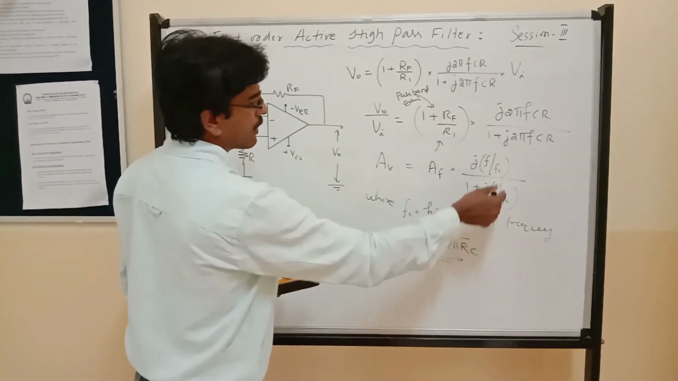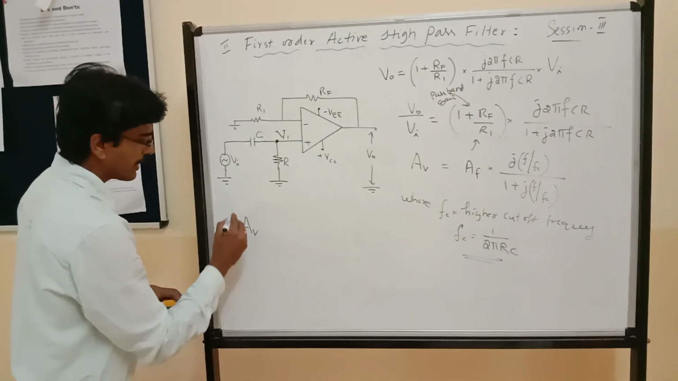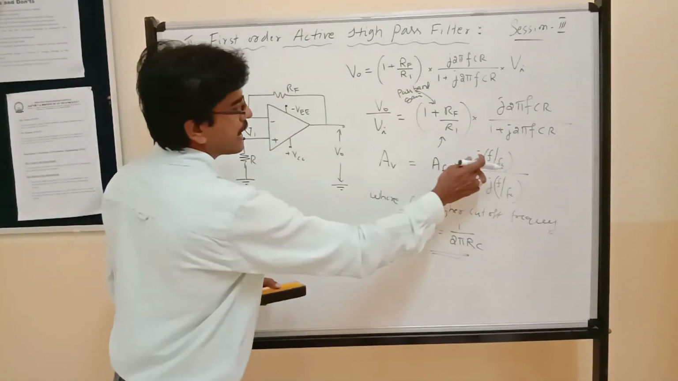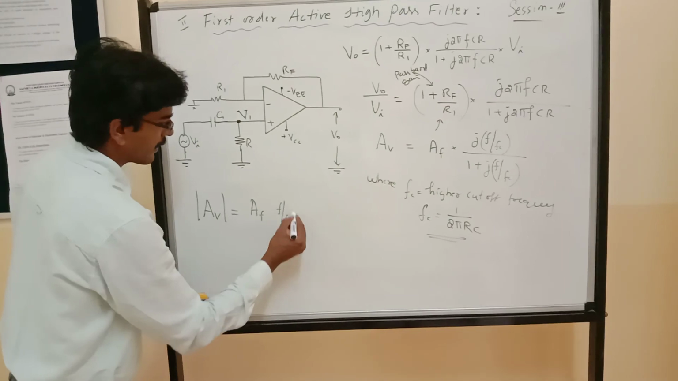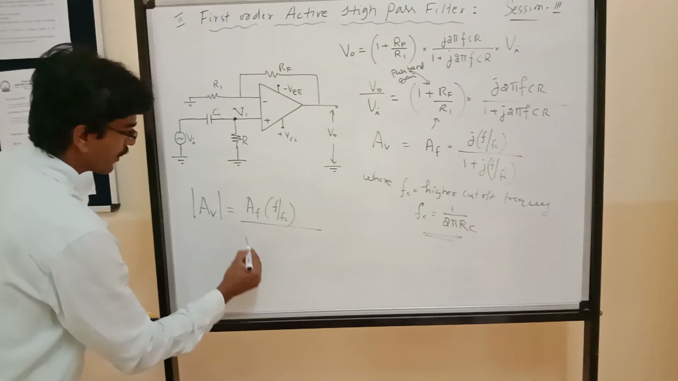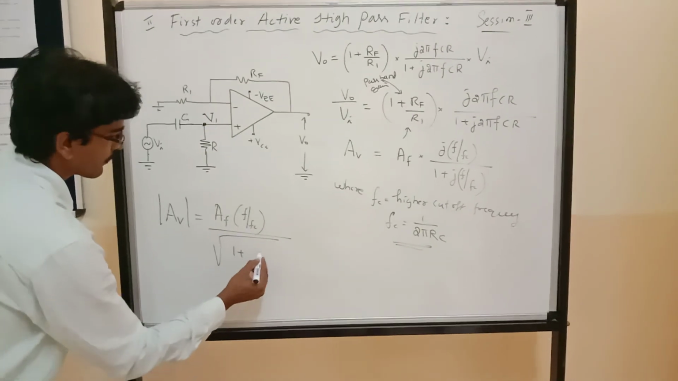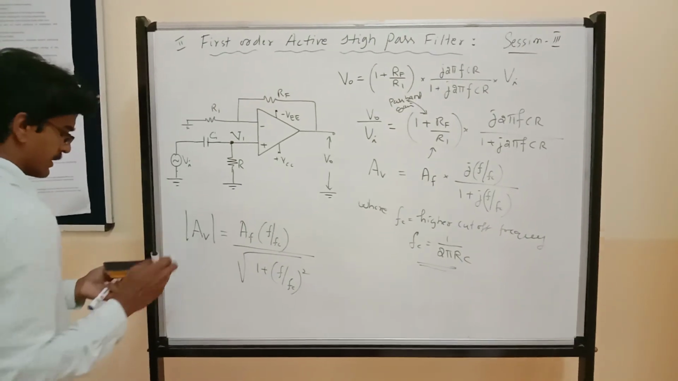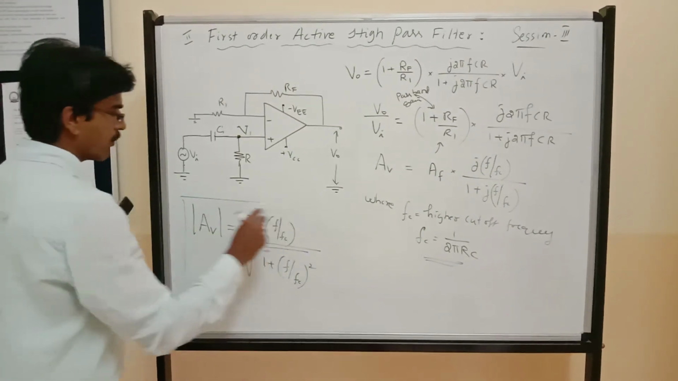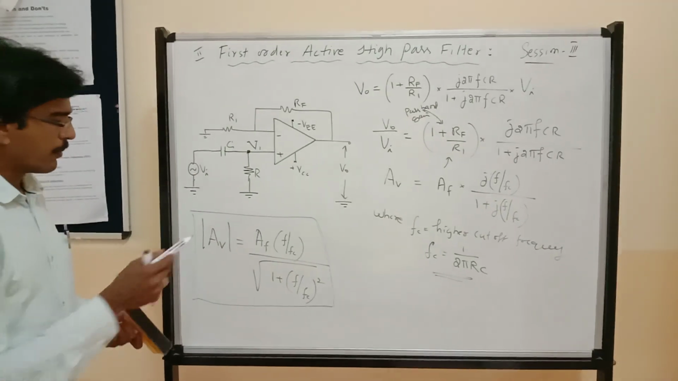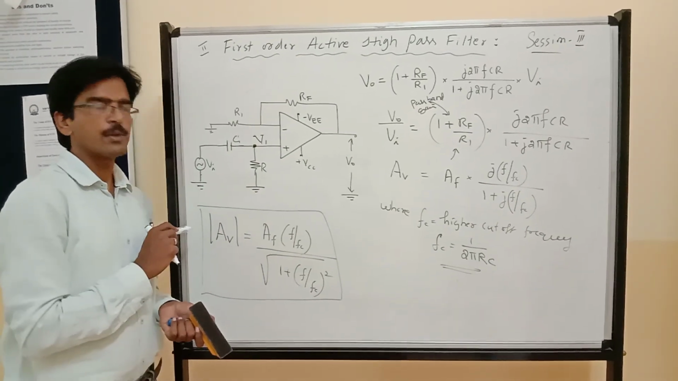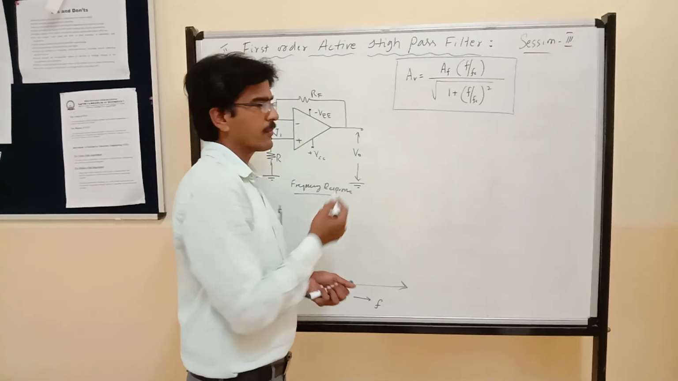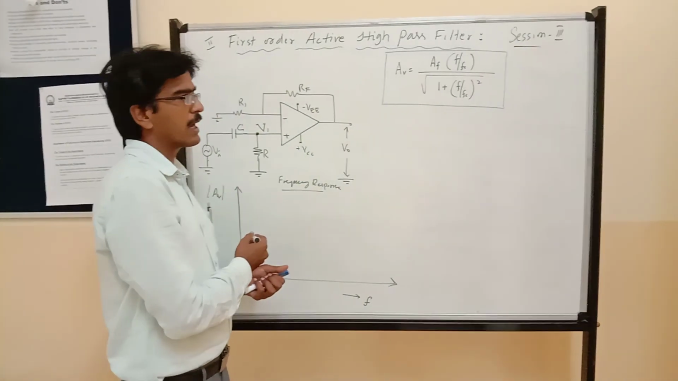I am going to find the magnitude of this gain. So magnitude of this gain AF is equal to, write AF as it is, taking the magnitude, we get F by FC numerator divided by root of 1 plus F by FC whole square. This is the magnitude of gain for this circuit. Now, by considering this equation, I am going to prove that this acts as high pass filter.